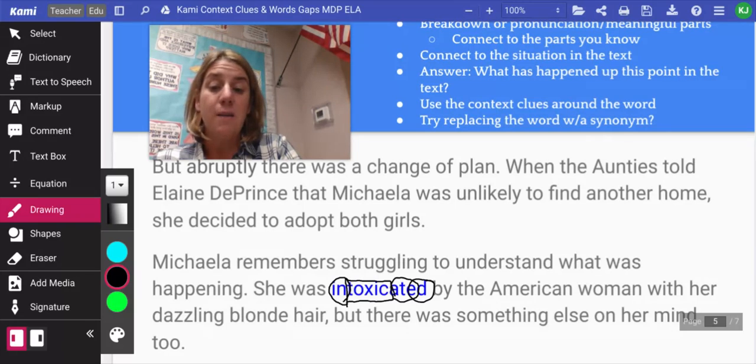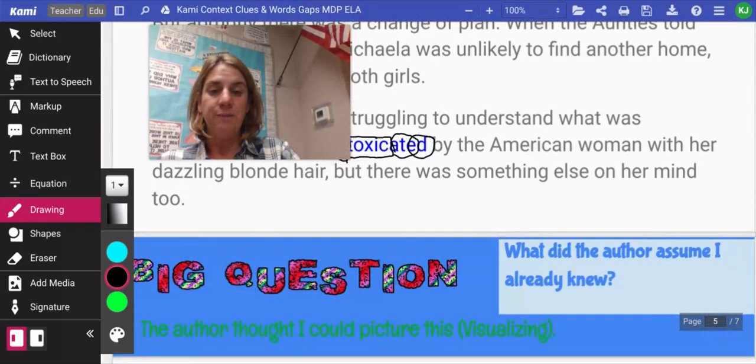The writer is using a metaphor. It's the dazzling blonde hair that is making her feel almost like alcohol would, like a euphoric state, because she probably has never seen blonde hair like that in the part of the world that she lives in. And I imagine that the woman didn't just have dazzling blonde hair, but probably makeup and clothes and shoes. So again, even though I know that intoxicated is usually connected to drugs or alcohol, in this case, it's a metaphor for how she is overwhelmed by this woman's beautiful hair.